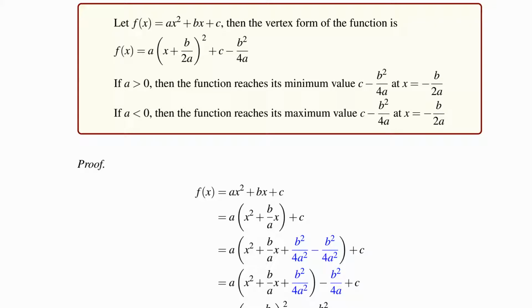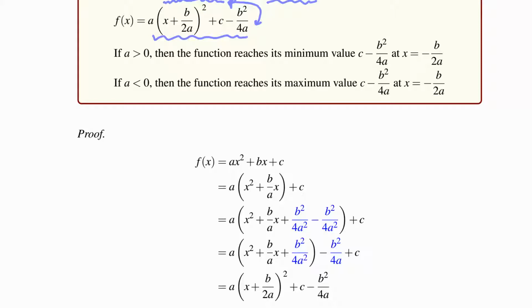In this video clip, we are going to look at how to change the standard form of the quadratic function into the vertex form, which is in this way. First, let's see how we are going to change the form. And the following is the proof. So we want to understand this whole process.